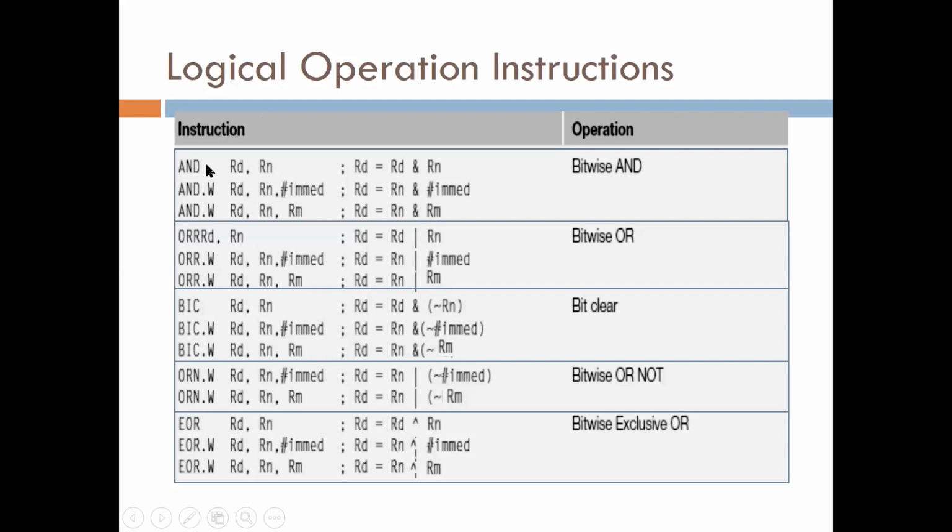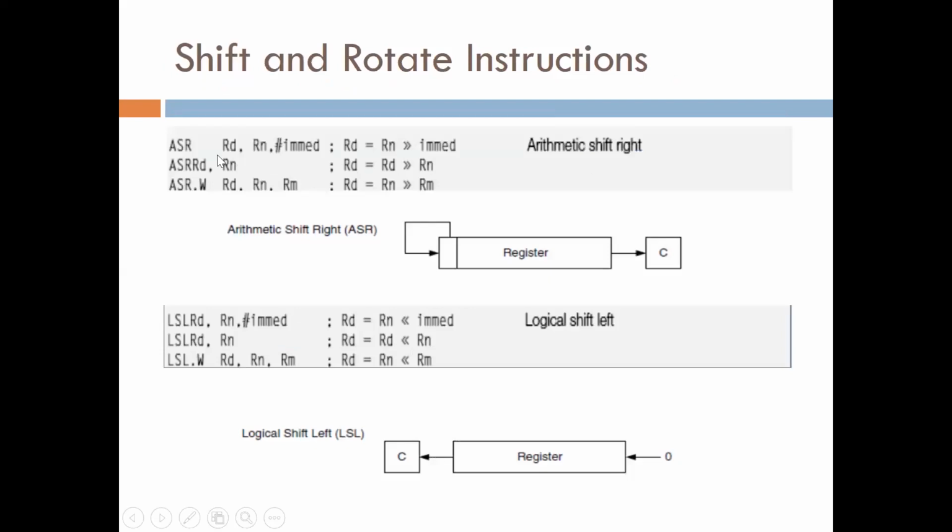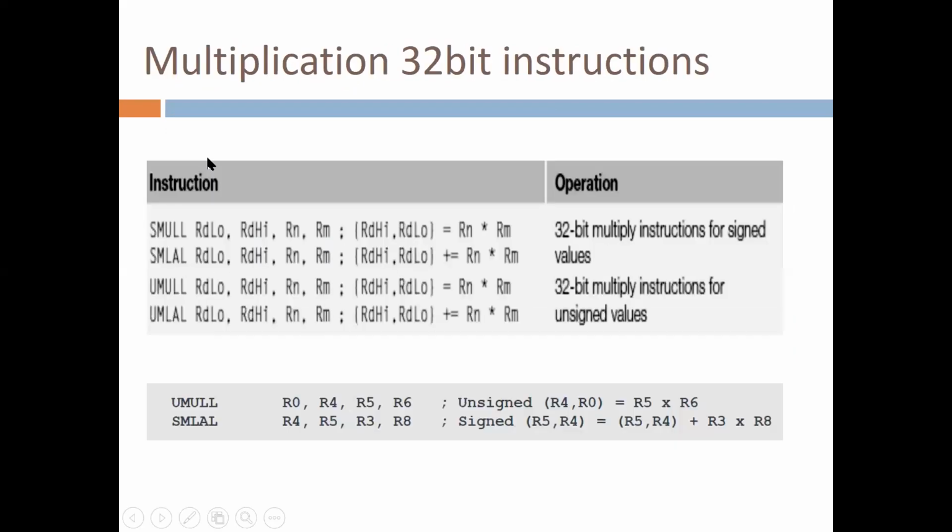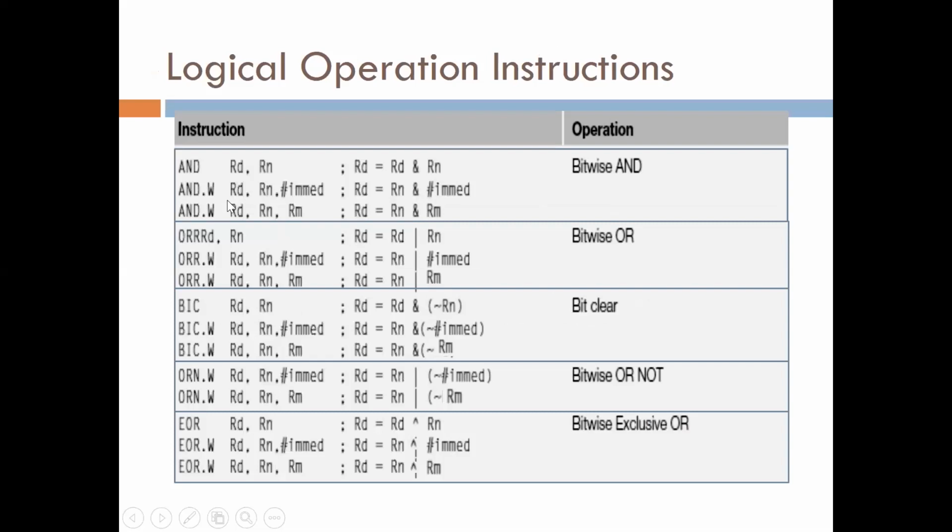AND Rd comma Rn. So the content of Rd will be bitwise ANDed with the content of Rn. Result will be stored in destination register Rd. Next one, AND.W Rd comma Rn comma hash immediate. That is, immediate data is specified in the instruction. Immediate data will be logically ANDed with Rn, and the content will be stored in destination register Rd. All operations are performed bitwise. Next, AND.W Rd comma Rn comma Rm.